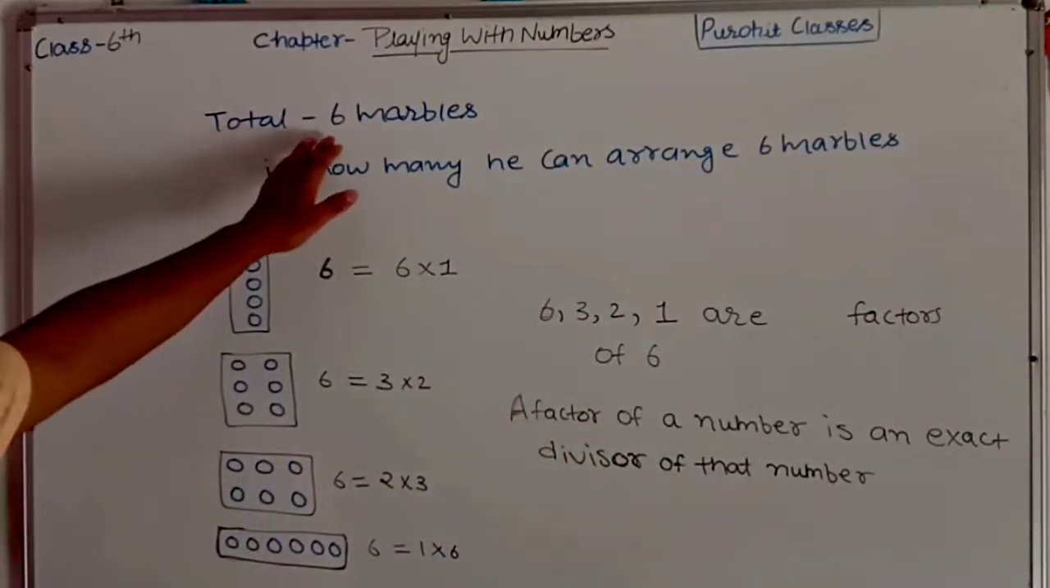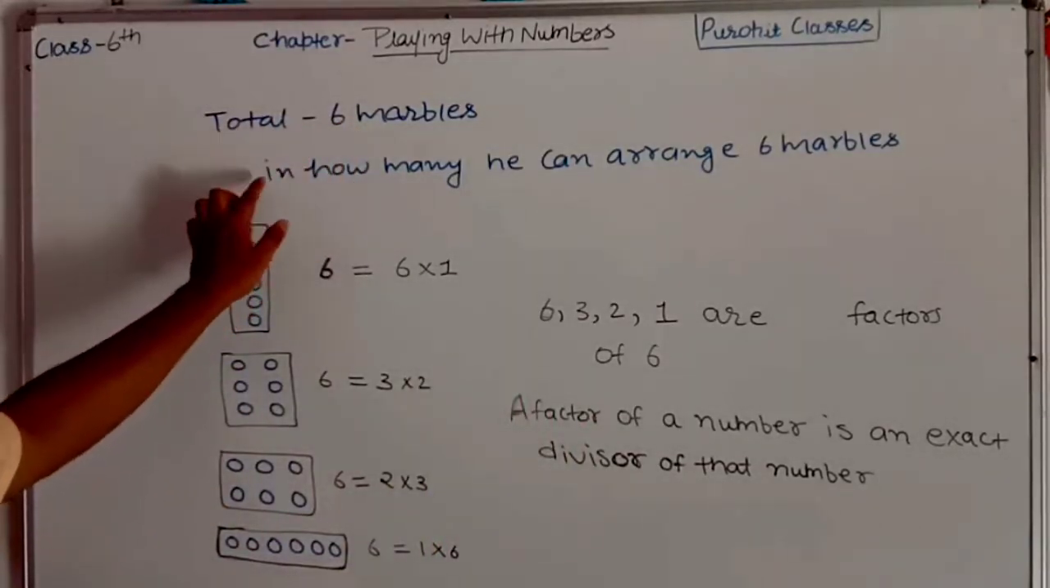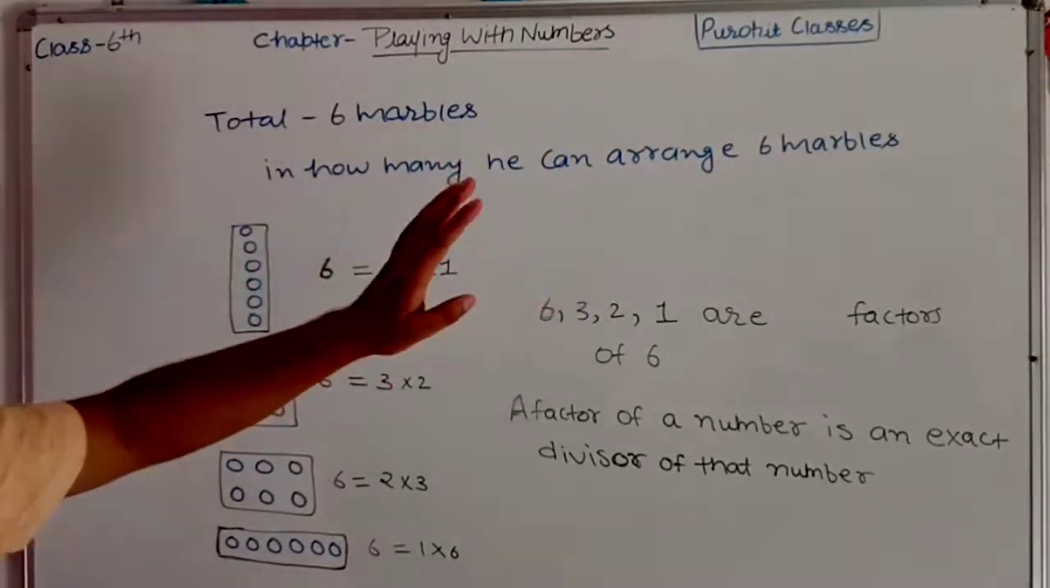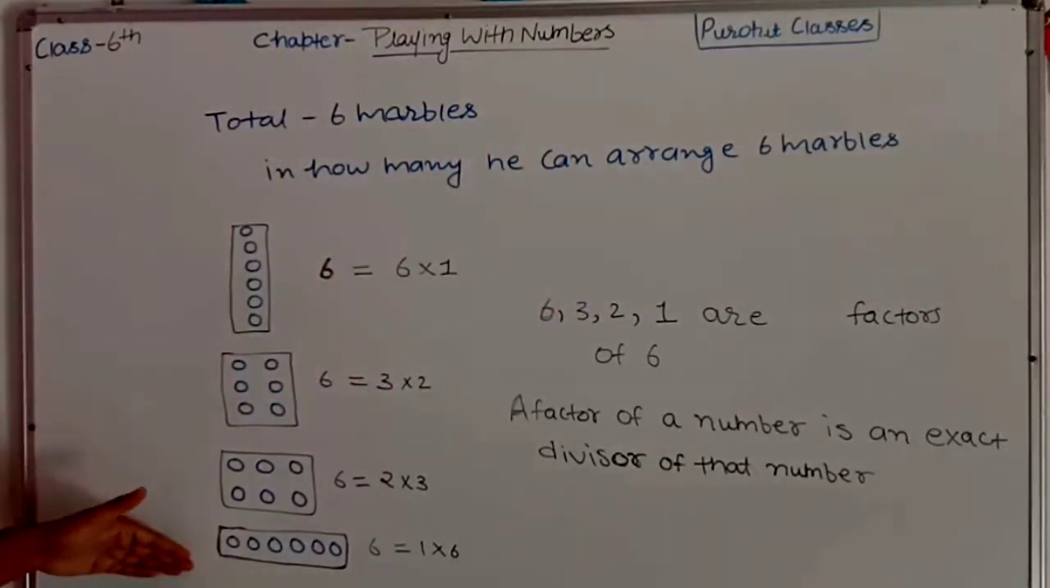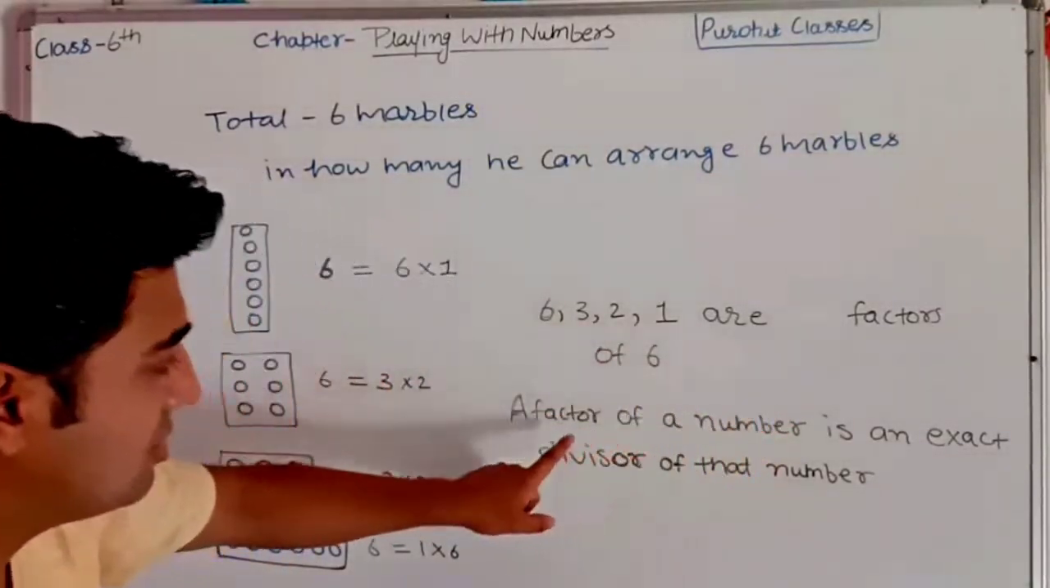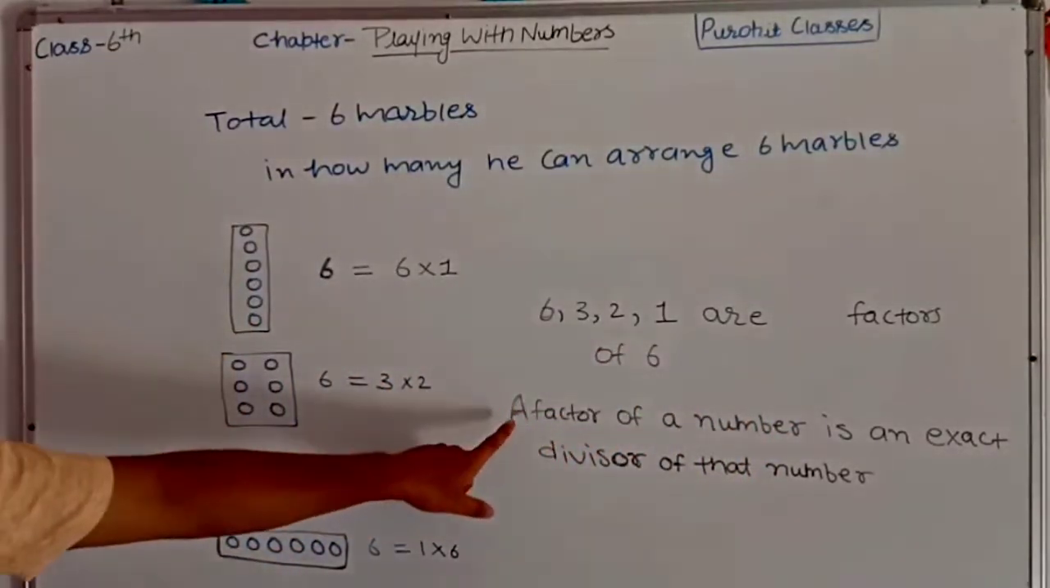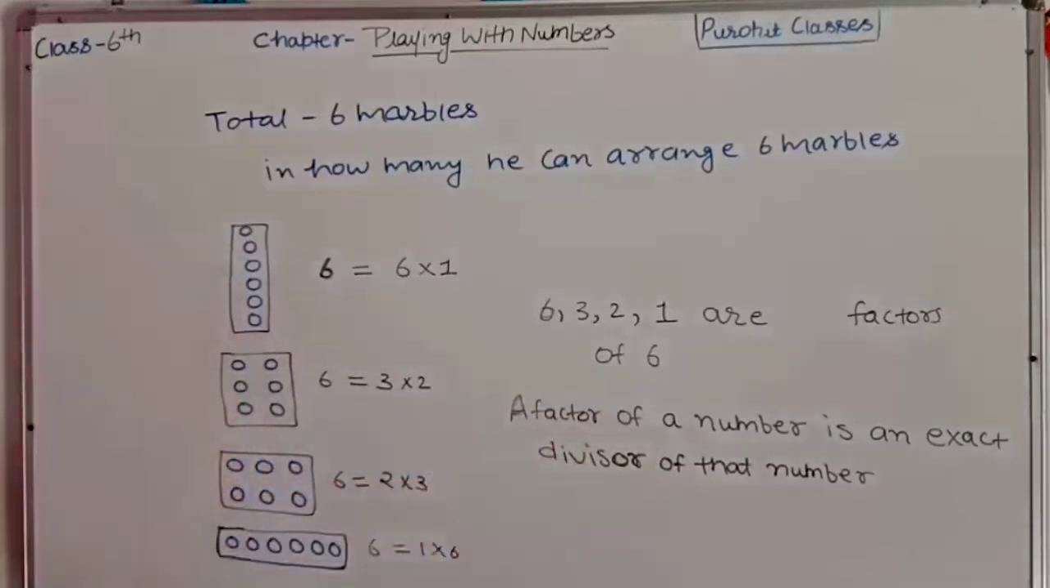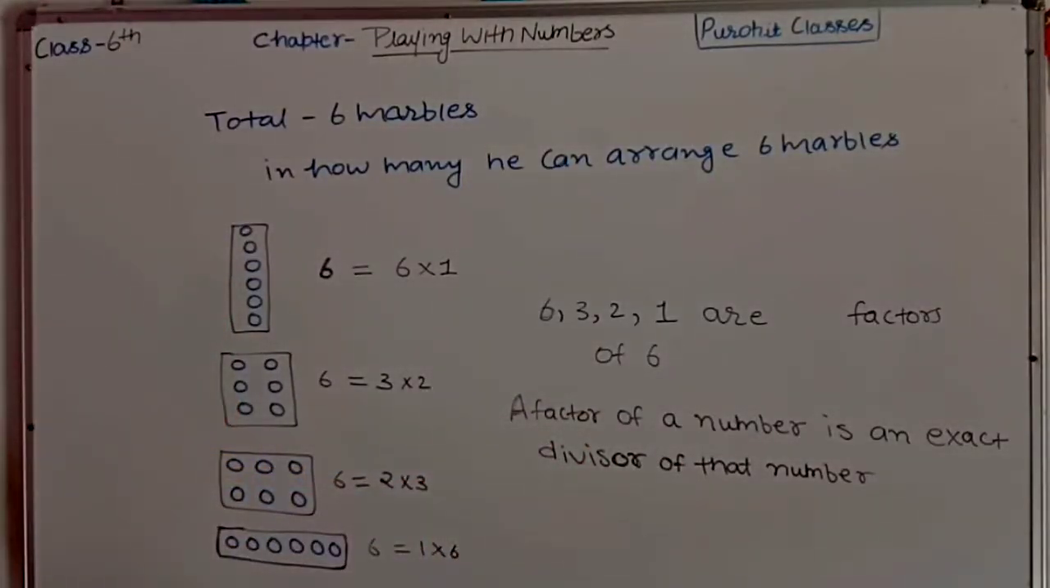Like we will start from here, like total 6 marbles. In how many ways can he arrange 6 marbles? We will draw this drawing, we will note this down, then we will write 6, 3, 2 and 1 are factors of 6. Then we will write down the definition. A factor of a number is an exact divisor of that number. Getting or not? Okay. Now pause the video and note it down.